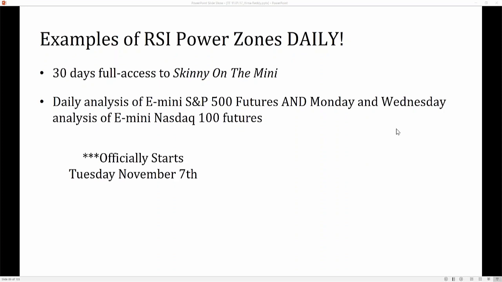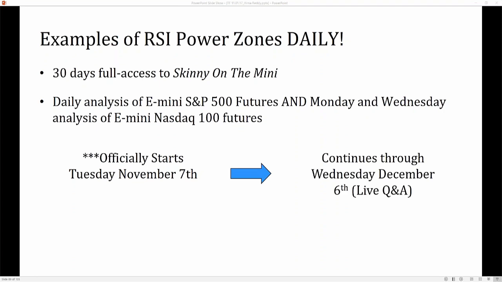Now, all of this would officially start. If you sign up for the program, you get access to the portals and the RSI workshop right away, like immediately. But the official 30 days of your Skinny and the Mini starts on Tuesday, November 7th, and ends the same day as the live Q&A workshop, December 6th.